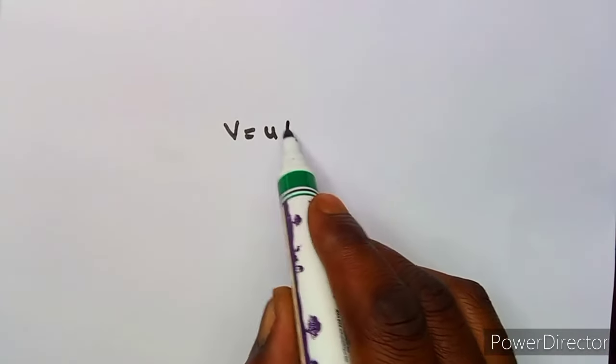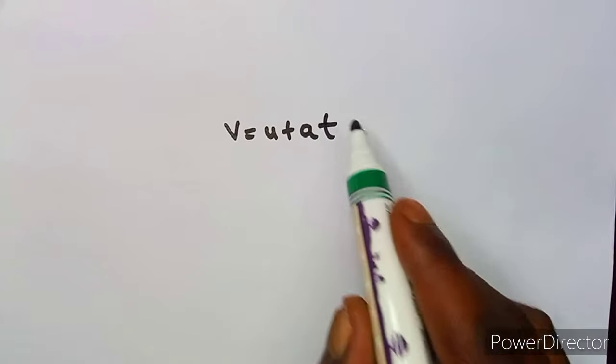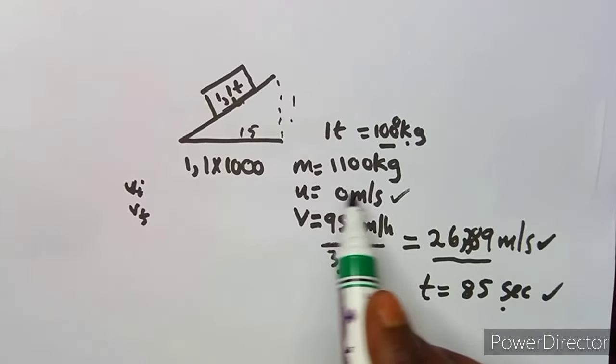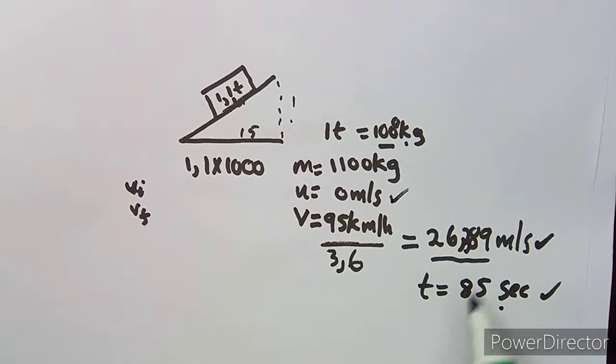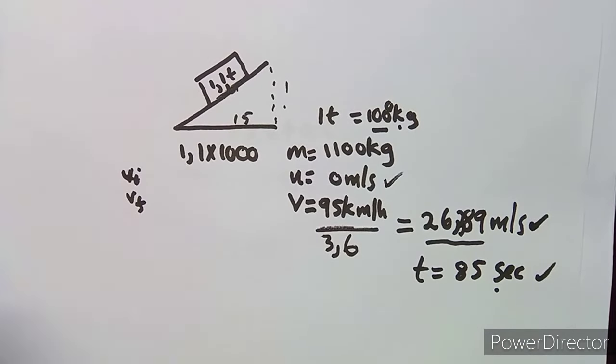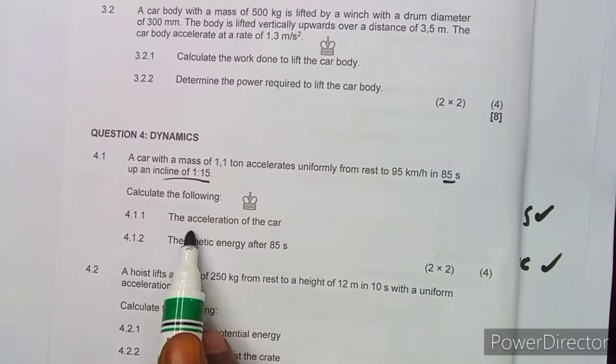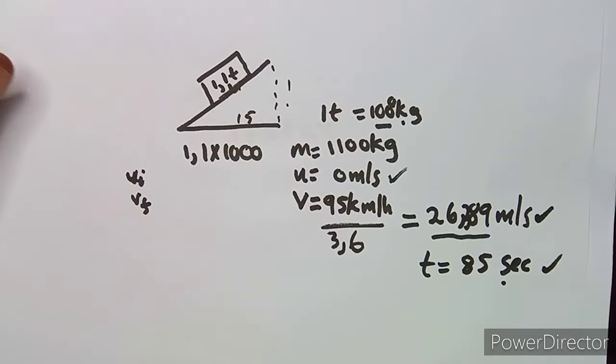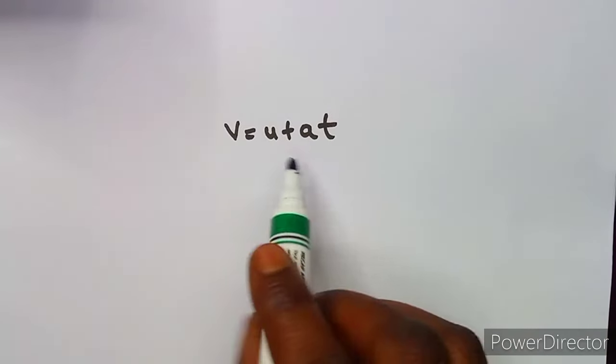Remember from your linear motion equations that the final velocity is equivalent to u plus at. Using this formula, you have the initial velocity, the final velocity, and the time. And what do you need in this case? You need the acceleration, which is a. So you can simply make a the subject here.